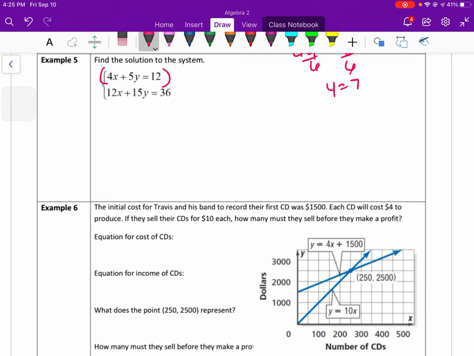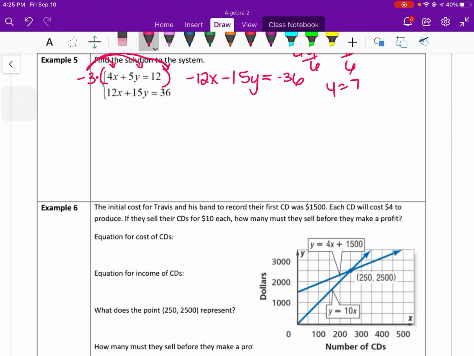You can choose either the x or the y. If I wanted to eliminate the x's, I would need a negative 12 in the top. So I have a positive 4, I need a negative 12, so I'm going to multiply the whole equation by negative 3. Rewriting this, negative 3 times 4x would be negative 12x. Then negative 3 times 5y would be negative 15y. And don't forget to multiply everything, so both sides. 12 times negative 3 would be negative 36. Then I'm going to keep the bottom equation the same.